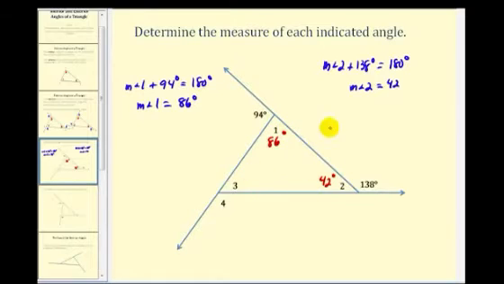And now looking at the interior angles, we know the measure of angle 1 plus the measure of angle 2 plus the measure of angle 3 must equal 180 degrees. Well, the measure of angle 1 is 86 degrees. The measure of angle 2 is 42 degrees. We don't know the measure of angle 3, but we know the sum is 180 degrees. So 86 plus 42, that's 128. If we subtract 128 from both sides, we'll have the measure of angle 3, which will give us 52 degrees.